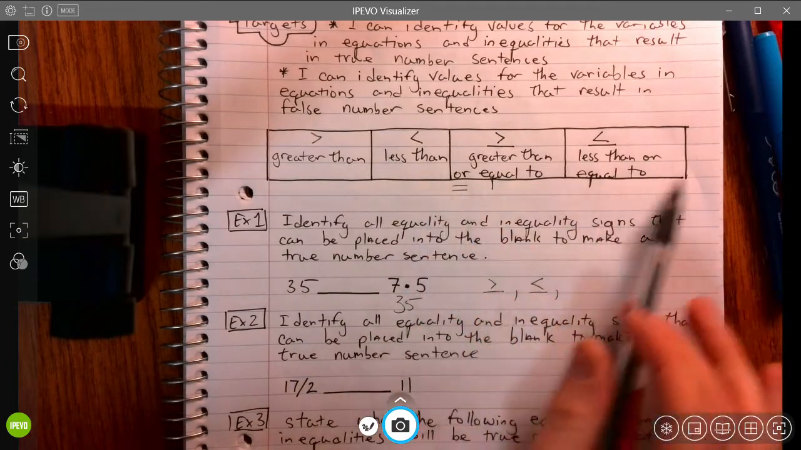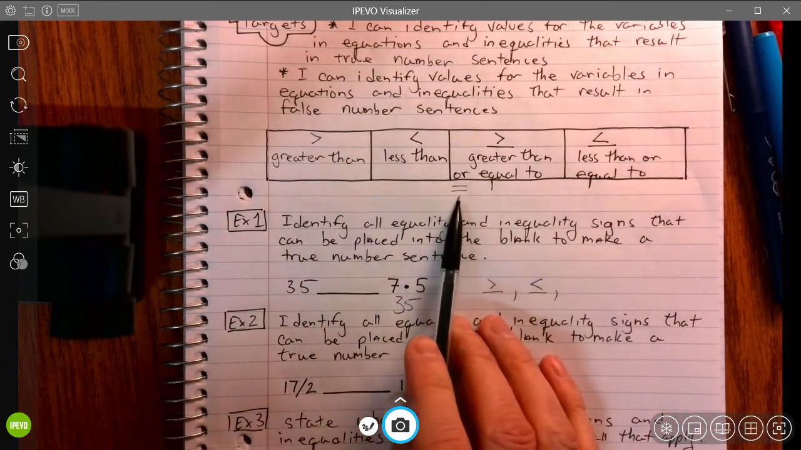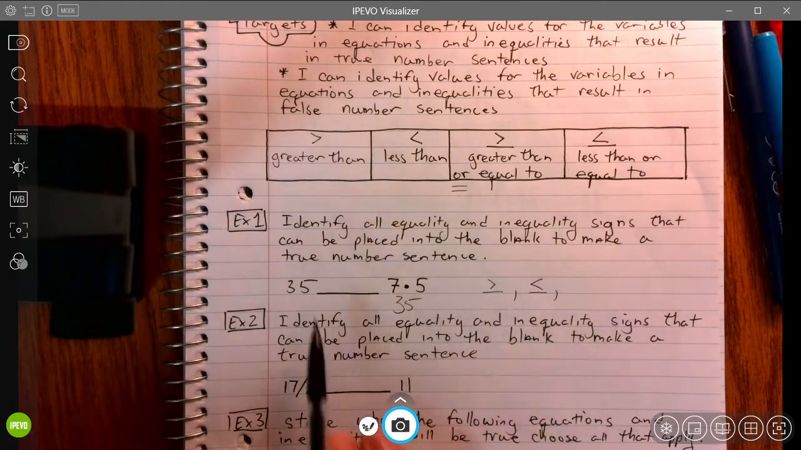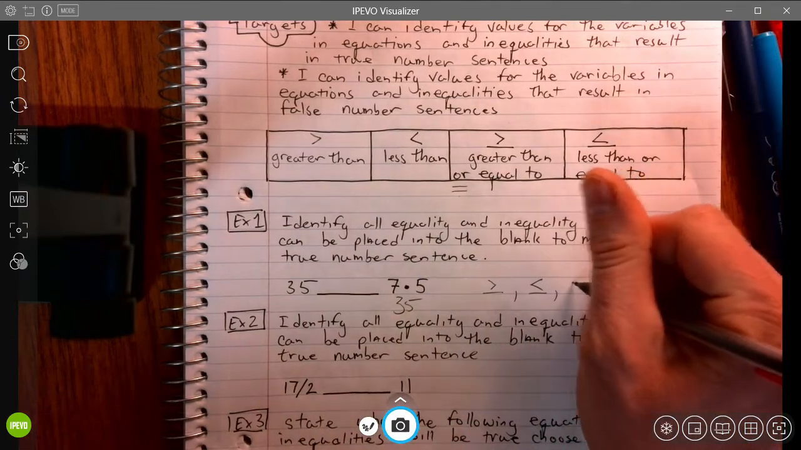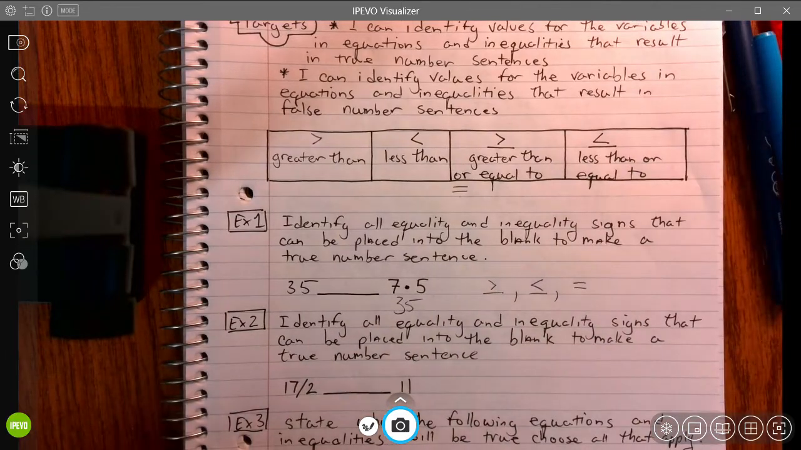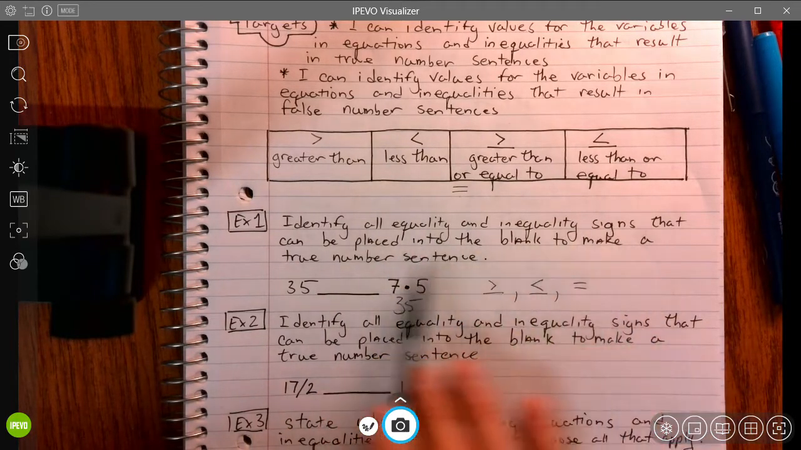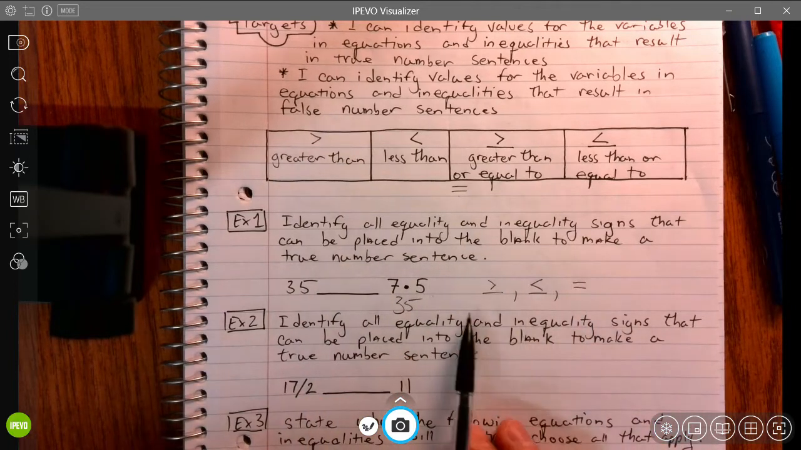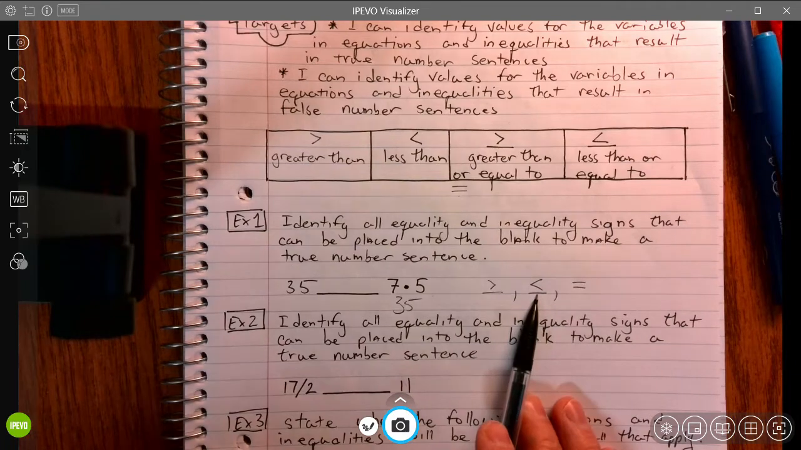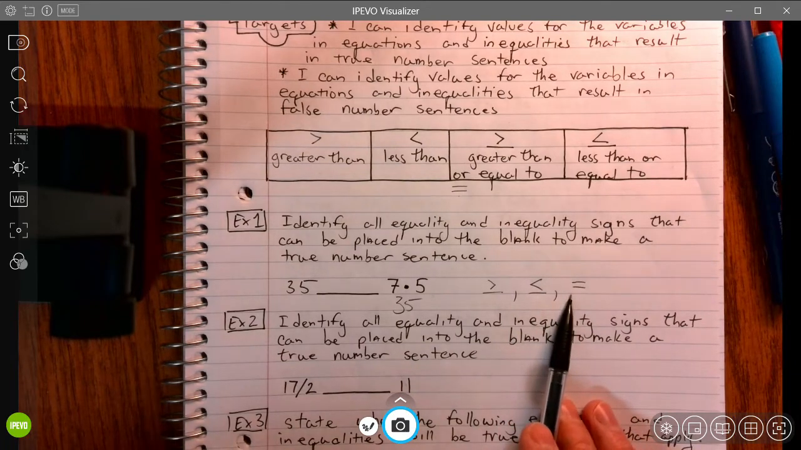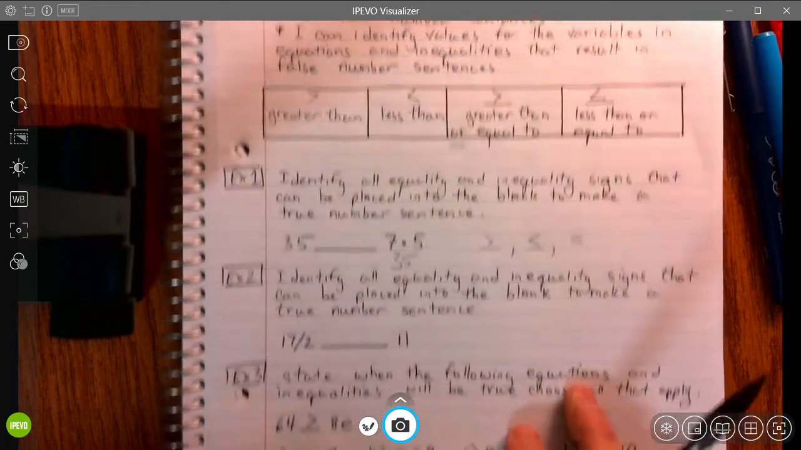Finally, and I didn't include this in my key because I'm assuming you all know what an equal sign is. Is 35 equal to 35? It sure is. So, identify all the equality and inequality signs that can be placed into the blank. I could choose greater than or equal to, less than or equal to, and the equal to sign. Let's do another example.